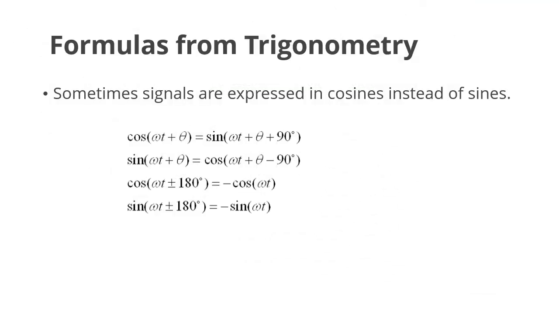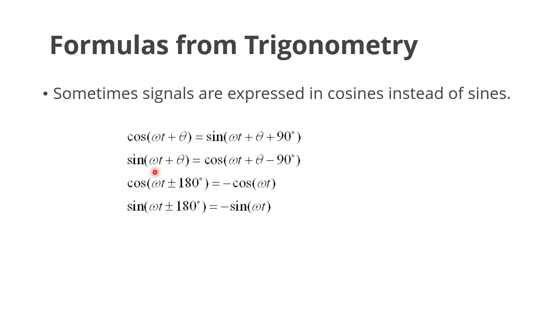Formulas from trigonometry. Sometimes signals are expressed in cosine instead of sine. So if you face a question with a cosine value, the first step is to convert the cosine value into sine value. For that we use basic trigonometric knowledge. Here, cos(omega t plus theta) has to be converted into sine, therefore we add 90. Therefore, sin(omega t plus theta plus 90).